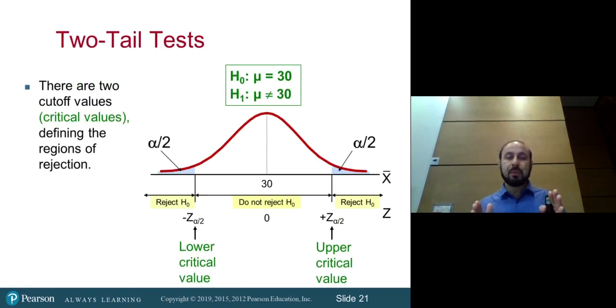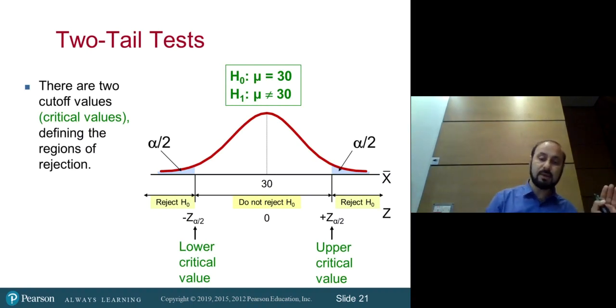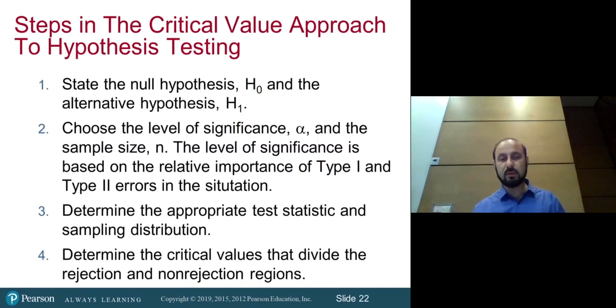Now there are two cutoff values defining the regions of rejection. You have seen over here we mentioned 30. If your value falls here, do not reject H0. If it falls over here, reject H0. This is called the upper critical value and this is called the lower critical value because the sign is negative. Here the sign is positive.